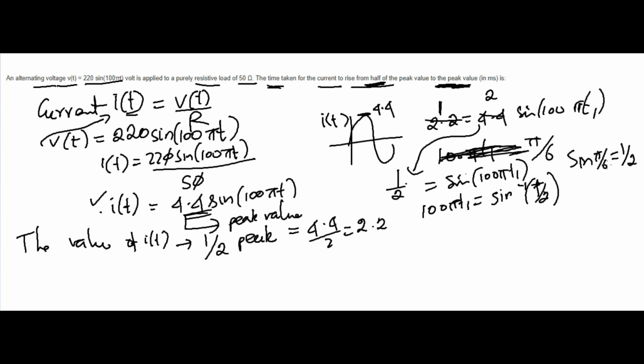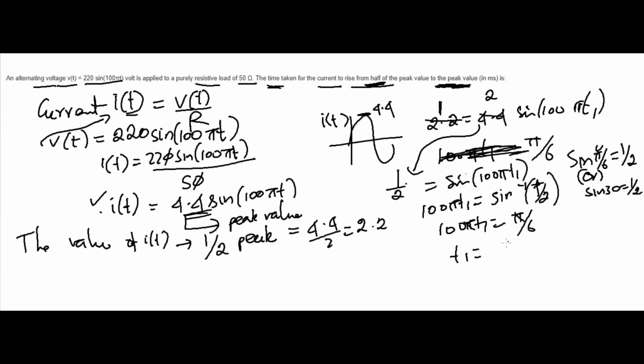You know that sin π by 6 is equal to 1 by 2. What is sin π by 6? Sin 180 by 6, sin 30 is equal to 1 by 2. That's right. Don't forget this one, it is very important. In other words, I can write sin 30 is equal to 1 divided by 2. That is why I have written in this format. So 100πt1 is equal to, again, π by 6. So the π gets cancelled.